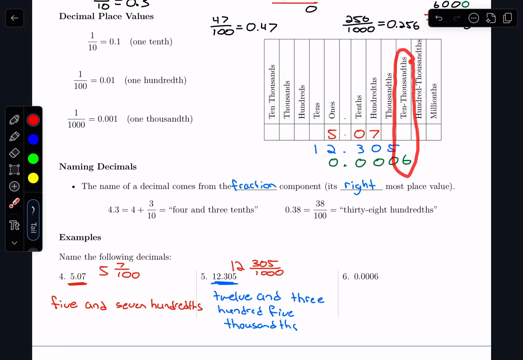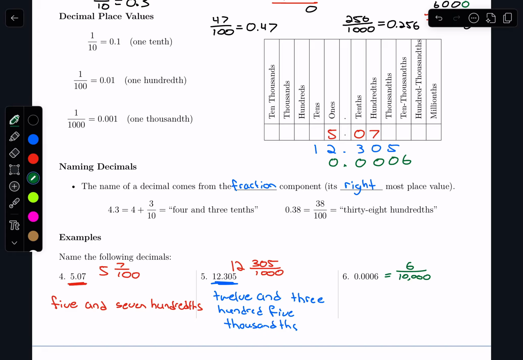Notice, by the way, that the names of the place values for decimals go in the exact same order that they do for whole numbers. We go from tenths to hundredths to thousandths to ten-thousandths, and then we would have hundred-thousandths and millionths if we kept going. So the only place we skip is the ones place, but otherwise we have all the same place values. Right now, this 6 is our rightmost digit, and it's in the ten-thousandths place. So if we wanted to write this as a fraction, this would just be 6 over 10,000.